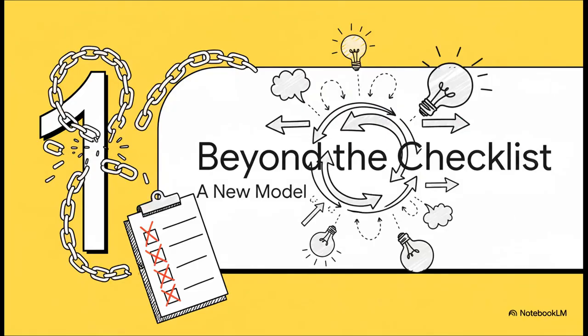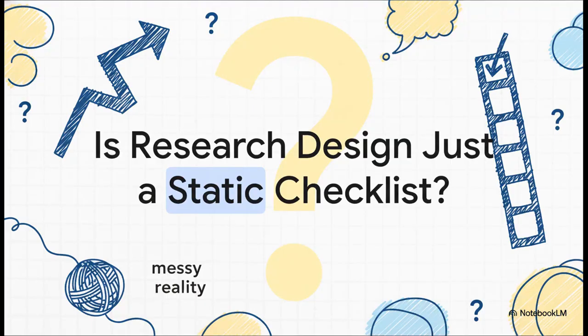So many of us were taught that research design is this straight line. You do step 1, then step 2, then 3, and so on. You define your goals, write your questions, pick your methods, check, check, check. But let's be honest, it can feel super restrictive, like you're just ticking off boxes on a form. And that really is the good question, isn't it? Is that all there is to it?